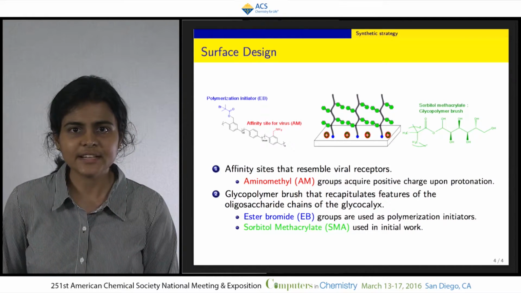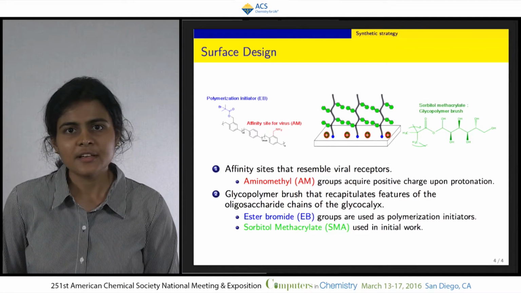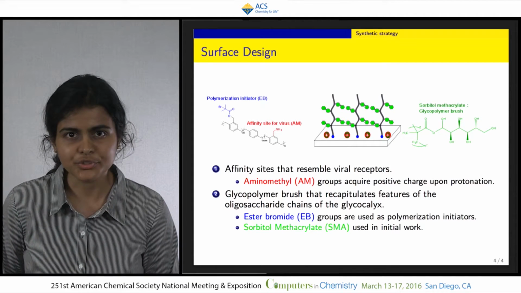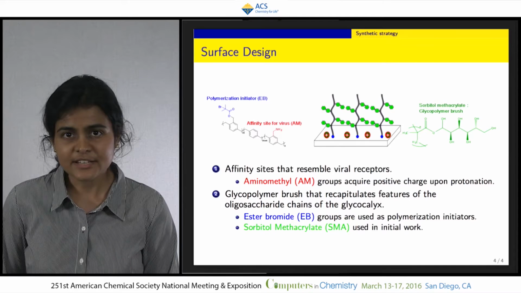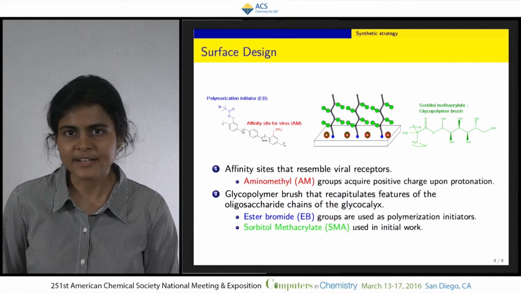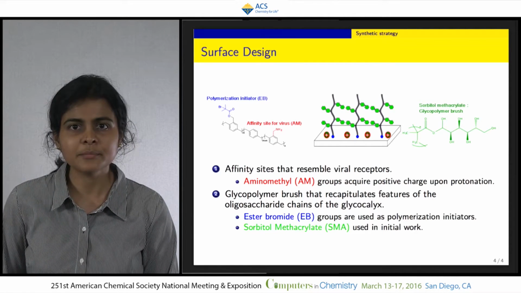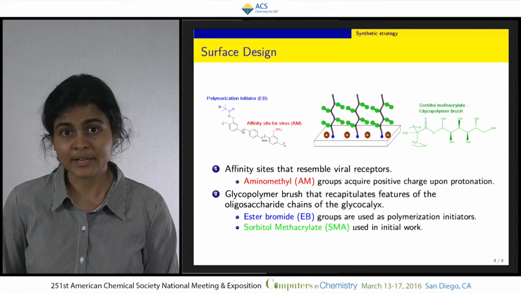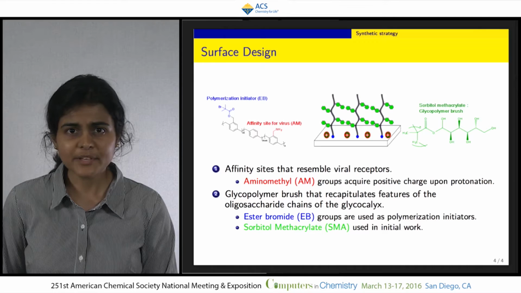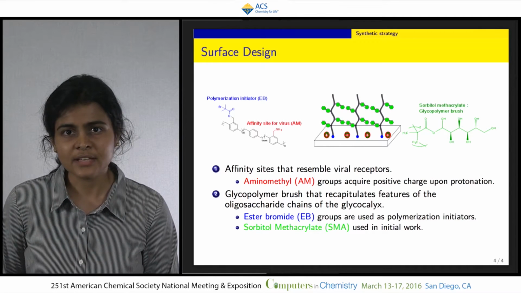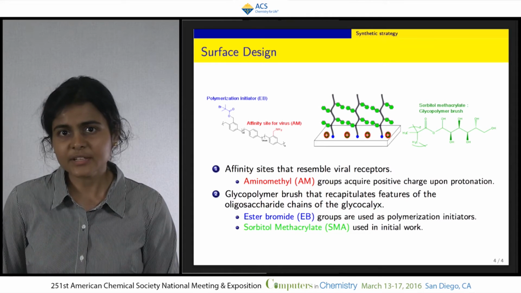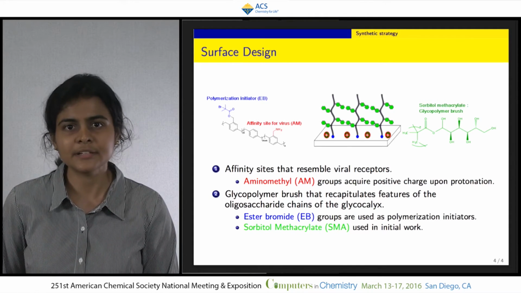It serves as an initiation site for glycopolymer brushes, and glycopolymer brushes can be grafted with controllable chain length distribution and brush density. In our initial work, we used sorbitol methacrylate, but we are currently working on polymer brushes incorporating glucose, galactose, and mannose in their bioactive forms. By developing a synthetic mimic of the glycocalyx, we hope to identify key physicochemical parameters that shape the interactions of viruses with this critical interface.